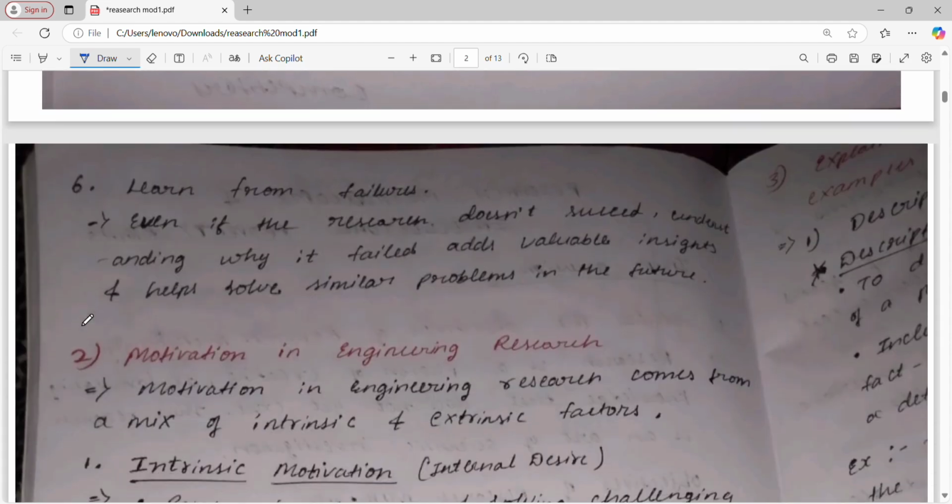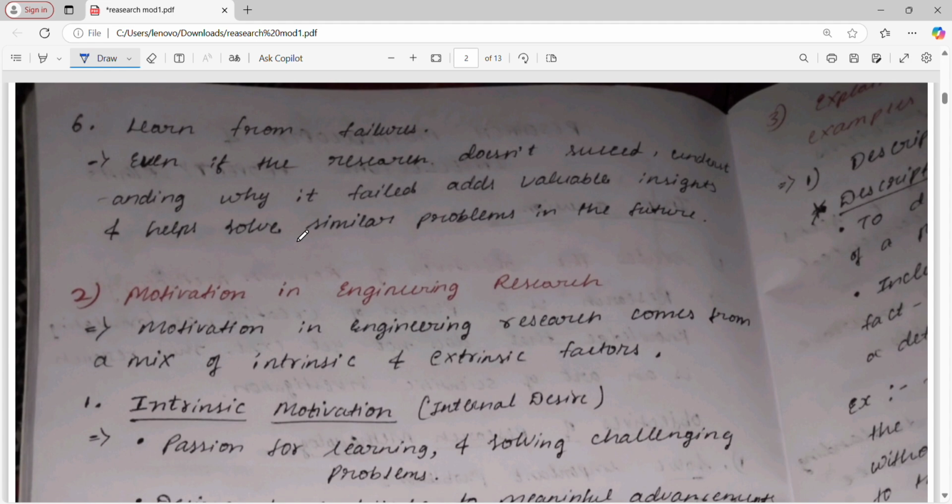The last objective is to learn from failures. Even if the research doesn't succeed, understanding why it failed adds valuable insights and helps to solve similar problems in the future. We can apply what we learned from the previous failure in future research.